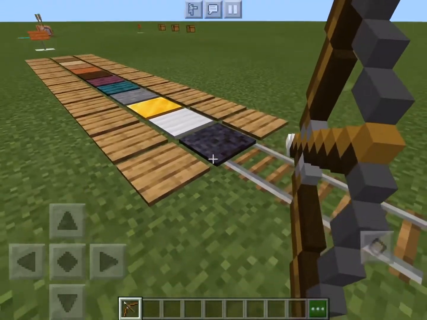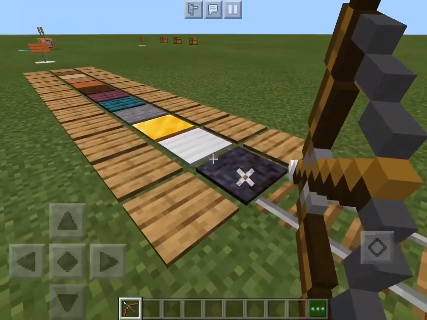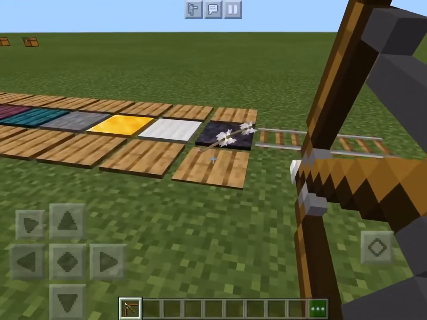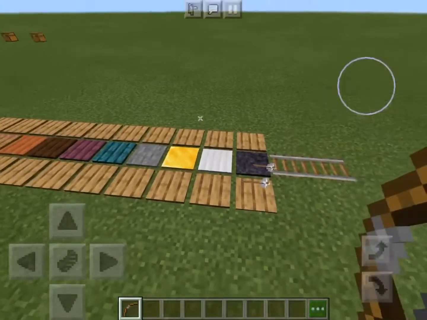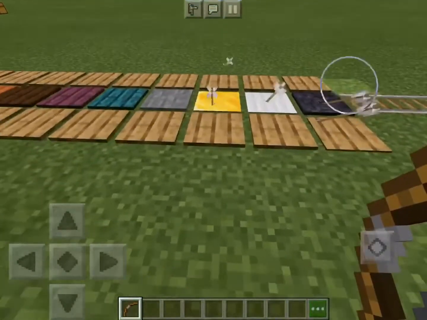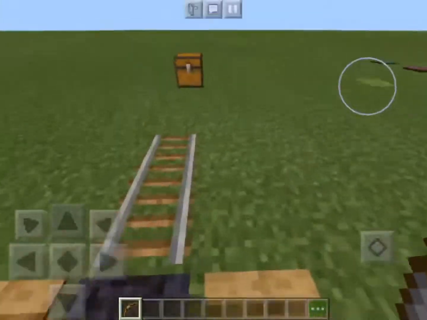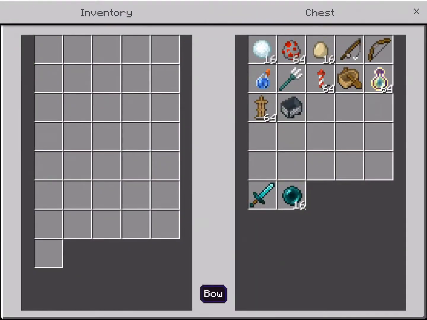Bows, which means arrows. Crossbows are the same. So it can activate wooden ones. It cannot activate the stone ones. That was a missed shot. It can activate both of these weighted ones. So we're going to pick those up. And so bows can activate pressure plates.